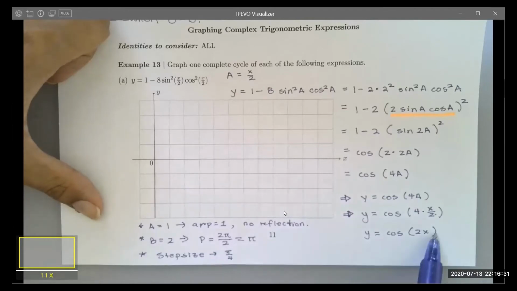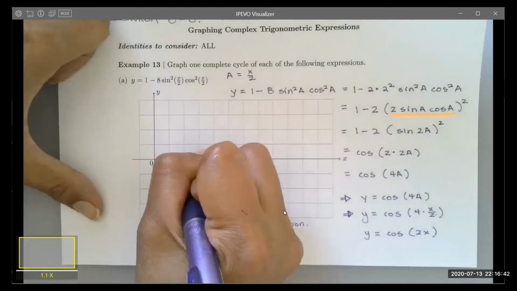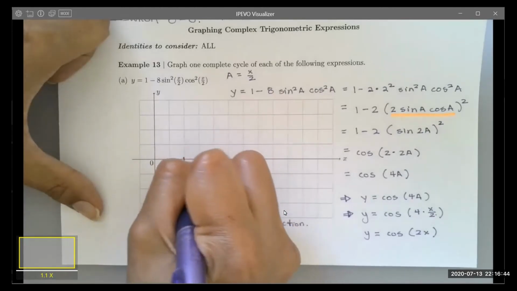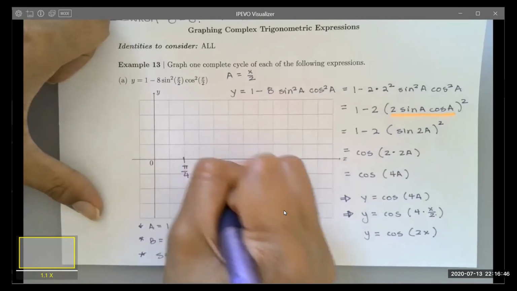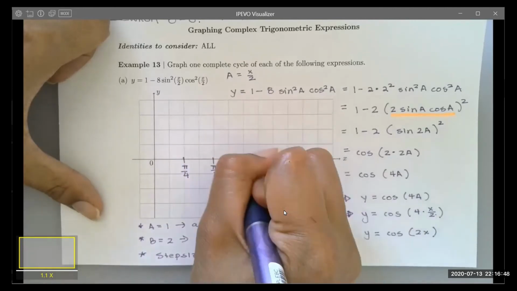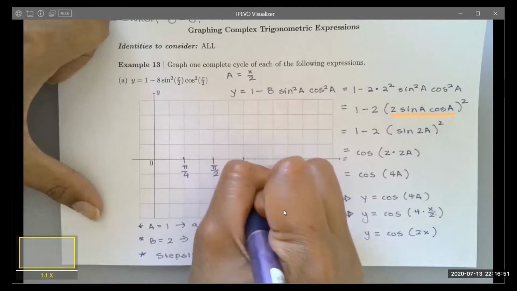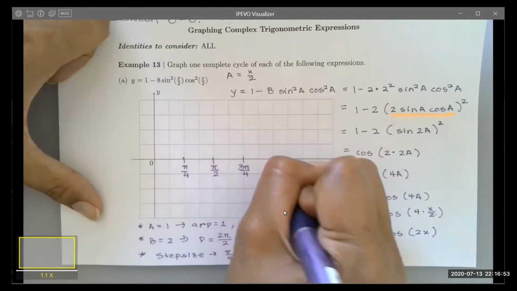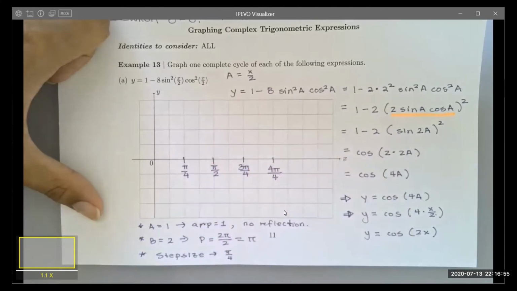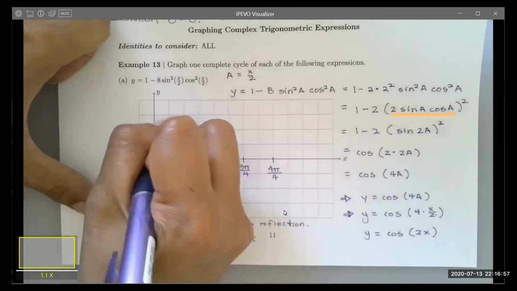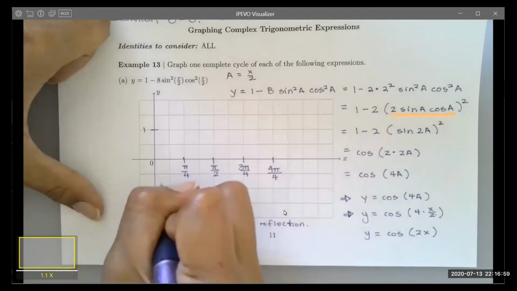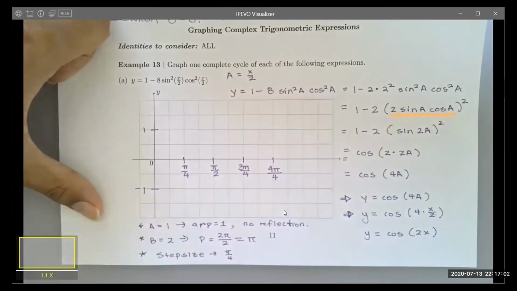There is no horizontal translation, no vertical translation. Nothing is being added outside of the argument, outside of the cosine function. So to graph it, we first label our tick marks, pi over 4, 2 pi over 4, which is pi over 2, 3 pi over 4, and 4 pi over 4. We're going to have an amplitude of 1 with no reflection. So let that be 1, and this be negative 1.